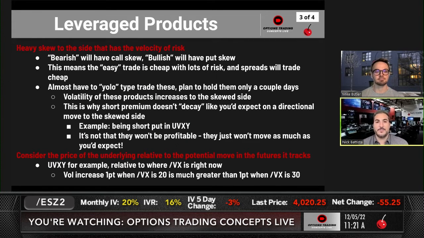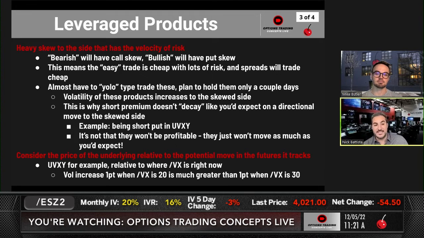So with all these products, you'll see a lot of skew on one of the sides. If these are bearish products, you'll have call skew. If they're bullish, you'll have put skew. And that's because of the velocity of risk of these products. So volatility, which is bearish, but you're getting long it, is going to have call skew because the moves to the upside in volatility are much greater than the slow grinds to the downside. Something like TQQQ will have put skew because it's a 3 times bullish product. So the bigger move is to the downside.